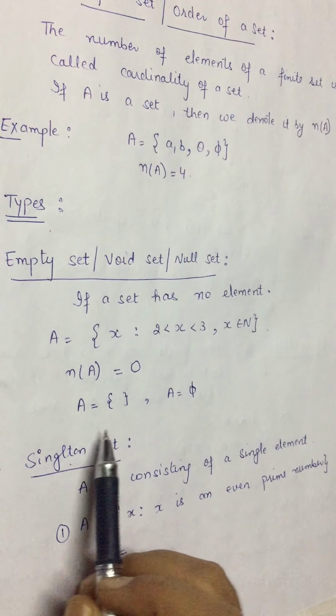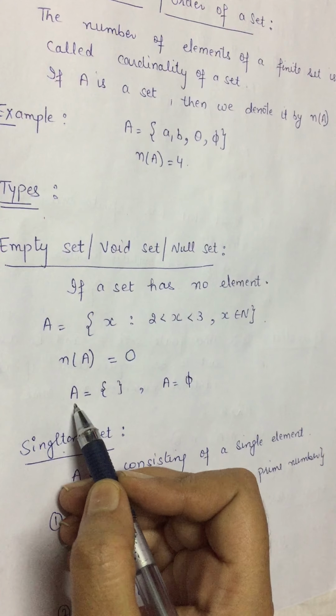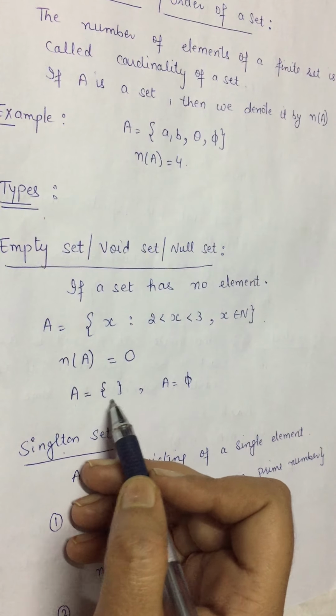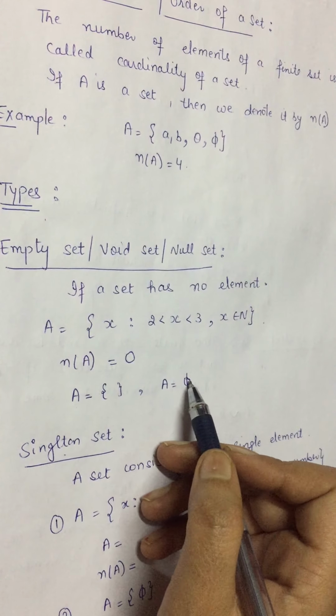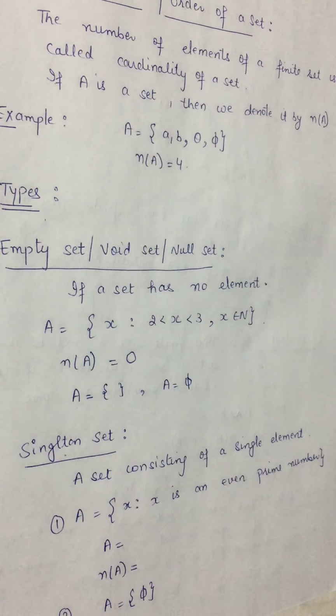So how to write a null set? There are two ways to write it. One way is A is equal to curly brackets with blank space left between them, and the other way is A is equal to phi. So writing phi only represents that A is a null set.